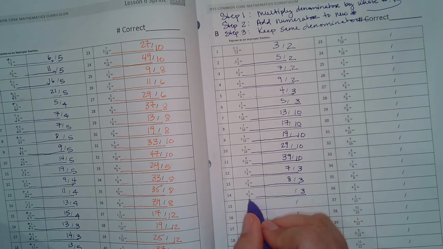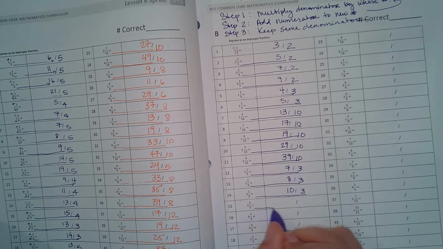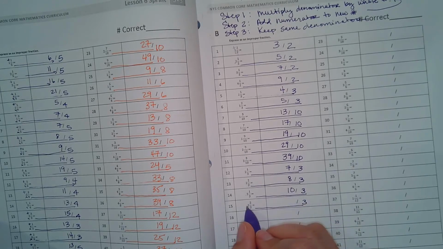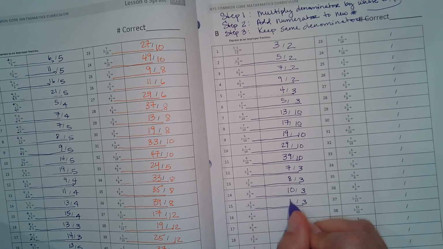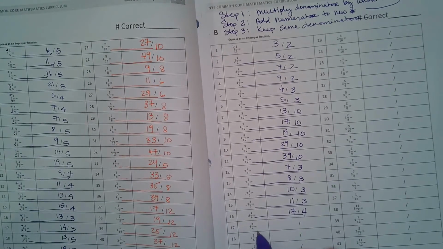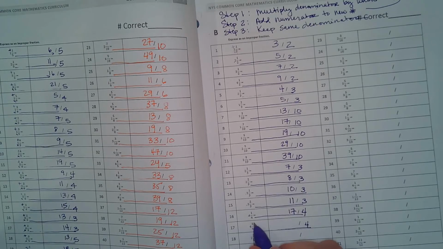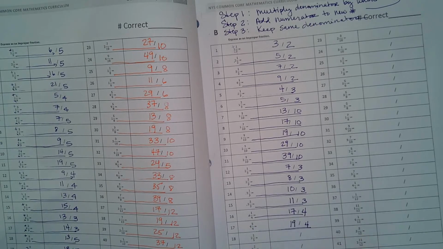Bring it over. 3 times 3 is 9, plus 1 is 10. Bring it over. 3 times 3 is 9, 10, 11. Bring it over. 4 times 4 is 16, plus 1 is 17. Bring that 4 over. 4 times 4 is 16, 17, 18, 19.